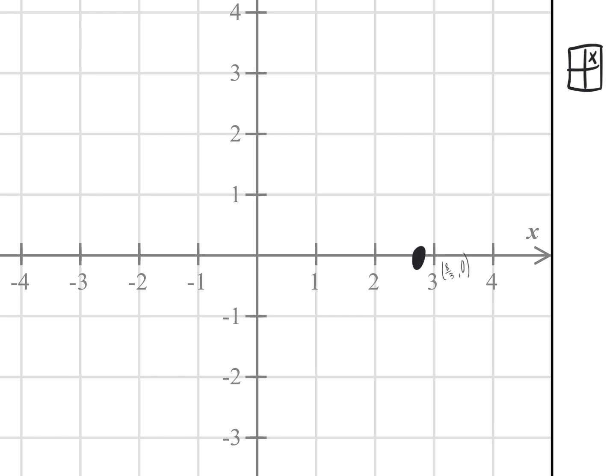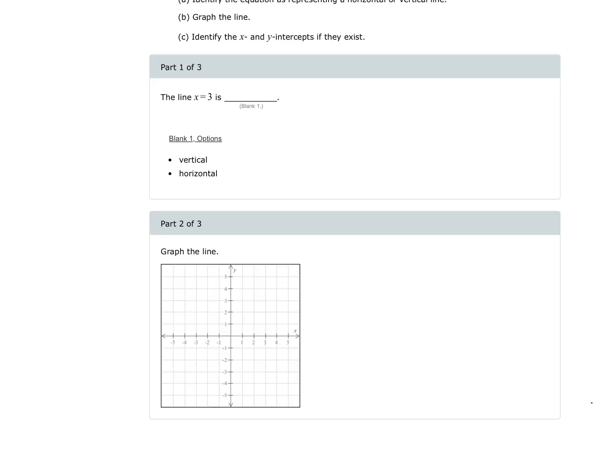And then the next point of 0, 2 for our y-intercept, 0, 2, that means don't move left and right, but go up 2 units. And it's a y-intercept because it crosses the y-axis. The x-intercept is where it crosses the x-axis, and this is our line.